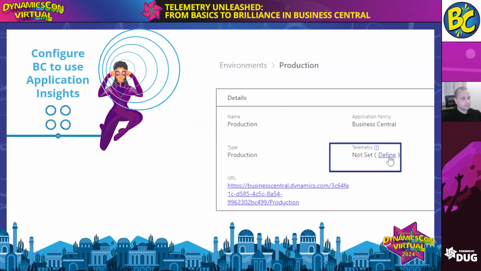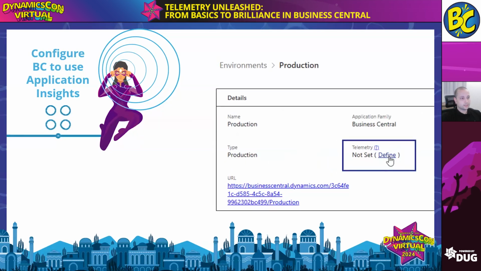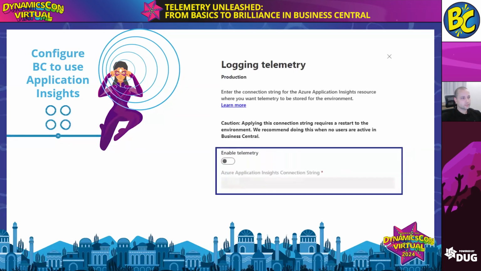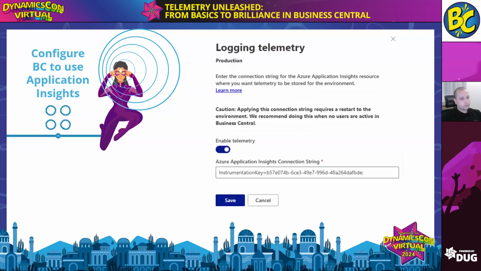If telemetry is not set, it will display as not set, and you will have the option to define it to proceed. So click on it. It will open on the right side a new subpage where you will need to enable telemetry and also put your Application Insights connection string, which we already got previously in the step. After enabling and inputting the connection string, your logging telemetry on the environment should look like this.